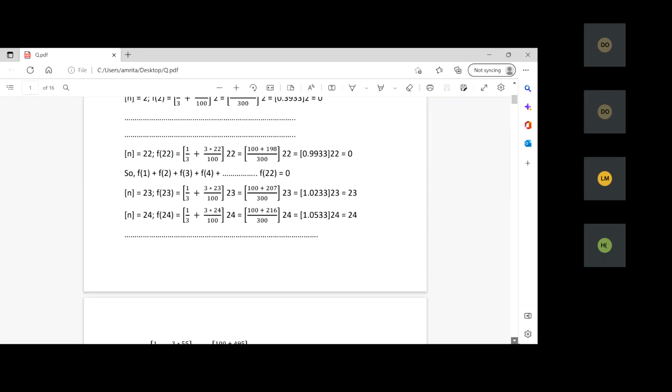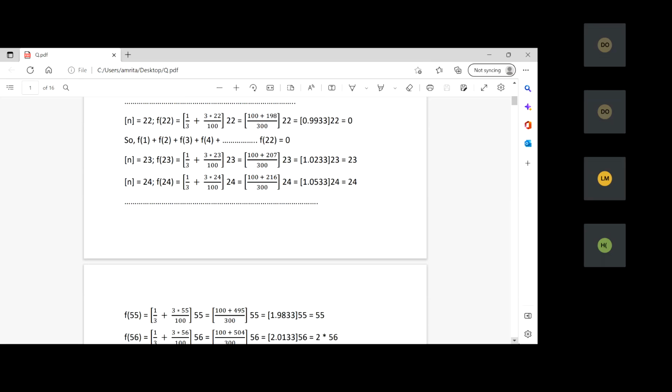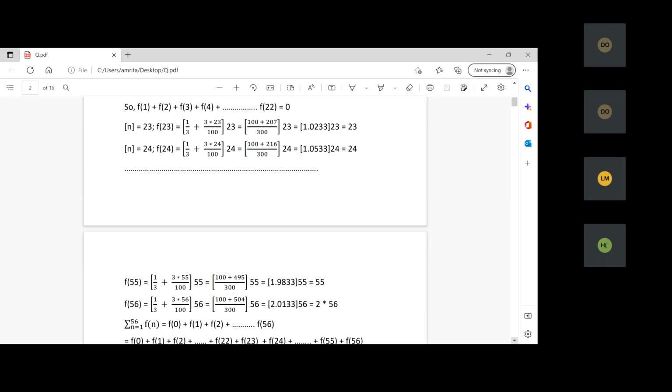Now we need to start from 23 to, the limit is 56. So from 23, the value will be 23. When you are going to substitute it as 24, the value will be 24. Up to 55, it is 55, the same value itself, because the range will be from 1.0 to 1.9. So we'll be multiplying it with 1. So that's why up to this range, the answer came as 55.